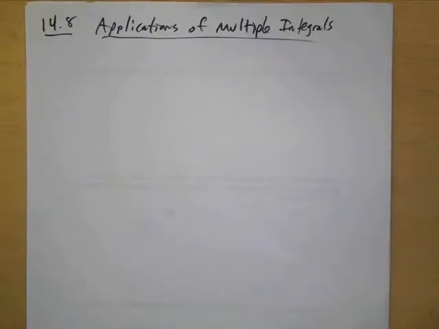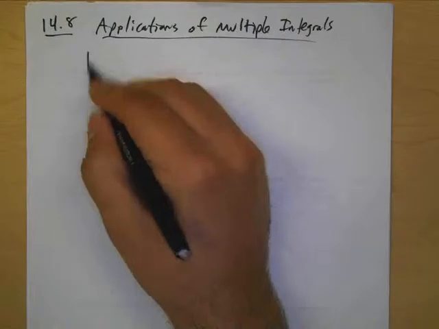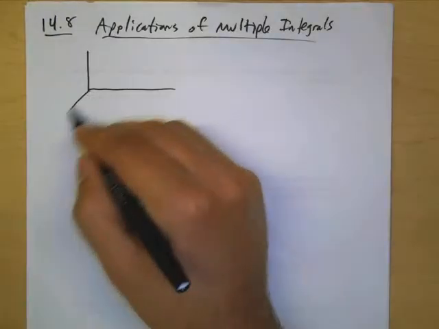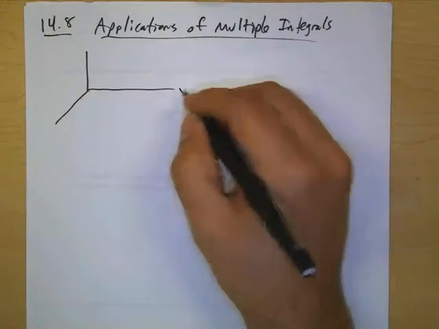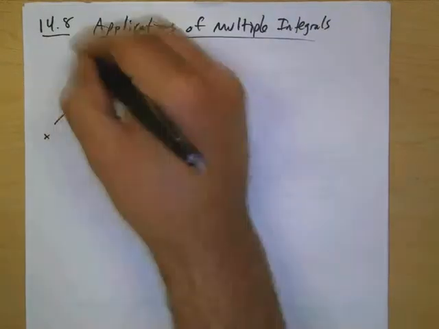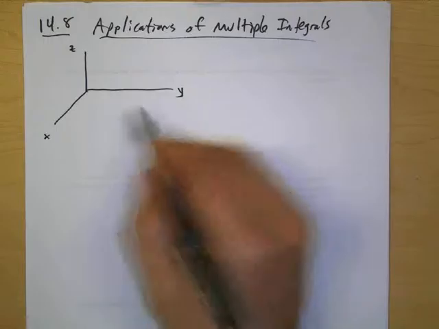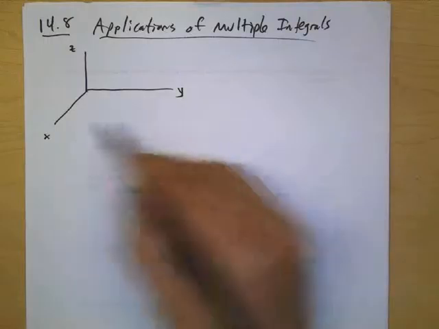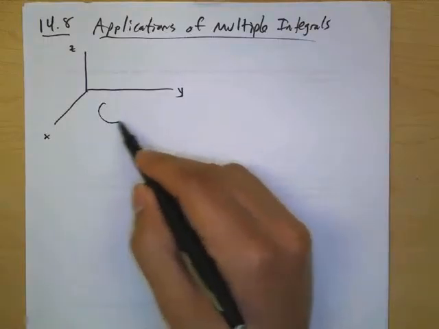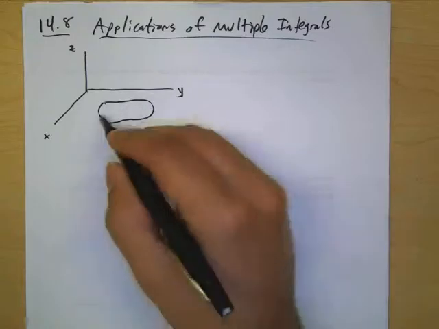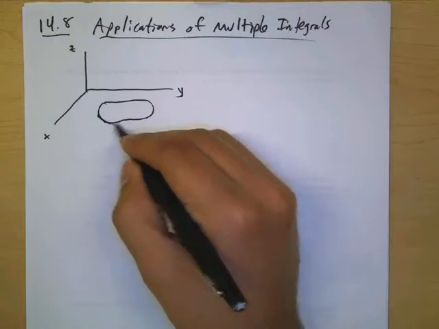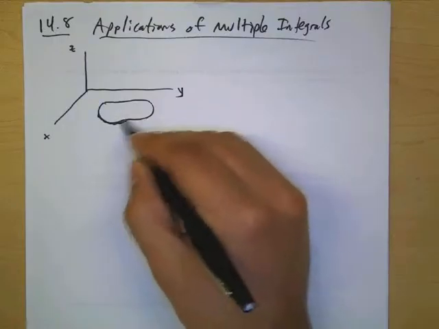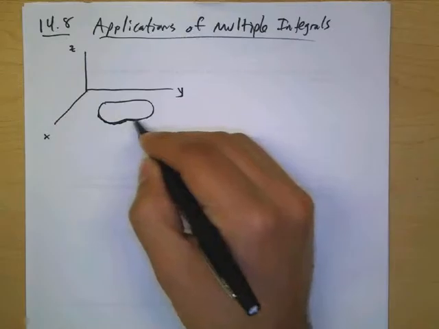And to start, we'll draw a three-dimensional system. And let's say that on the xy plane we have a lamina. A lamina, if you don't know what that is, is just a very, very flat object. Very thin. So thin that the thickness is negligible.